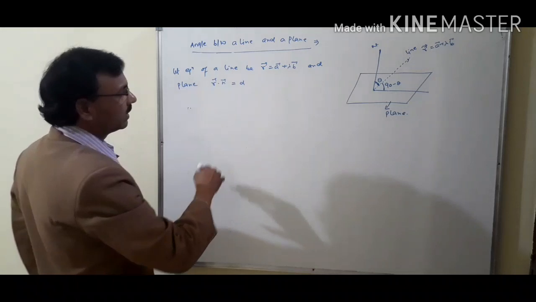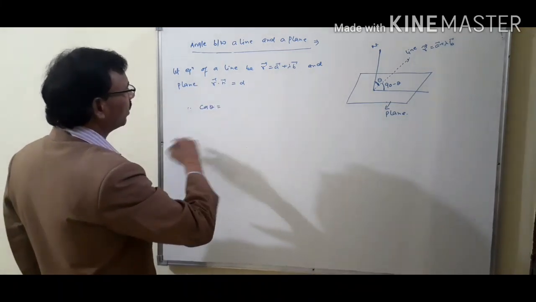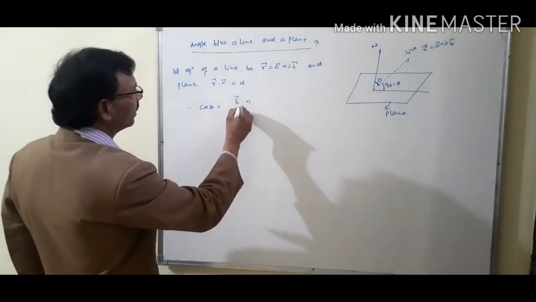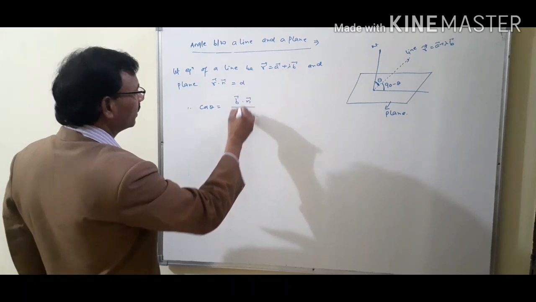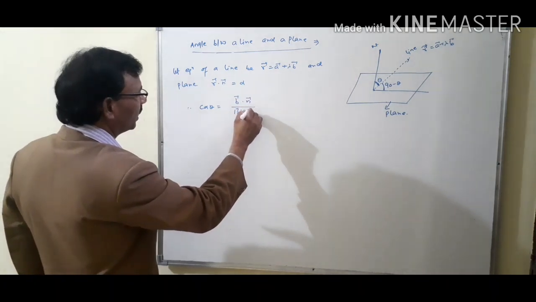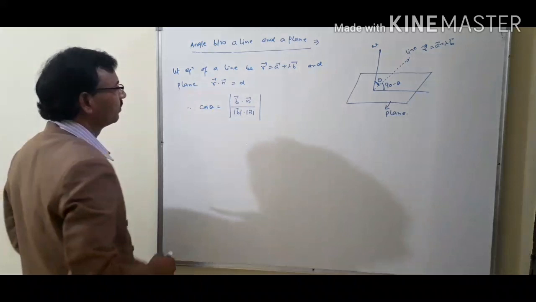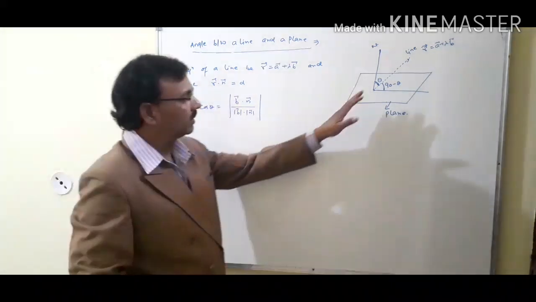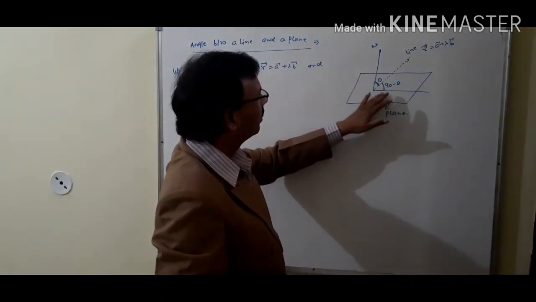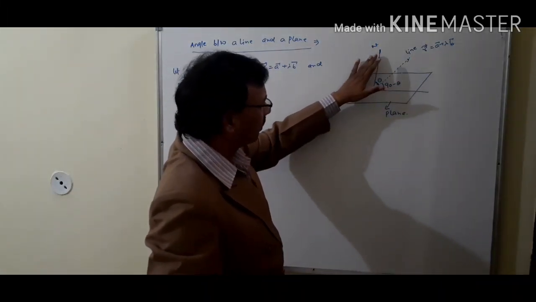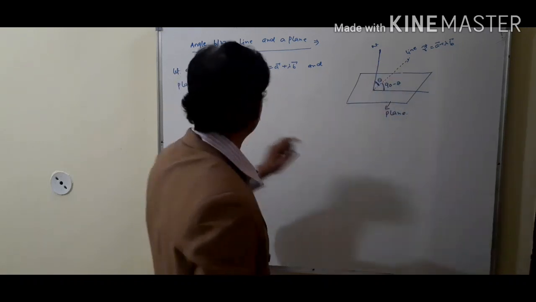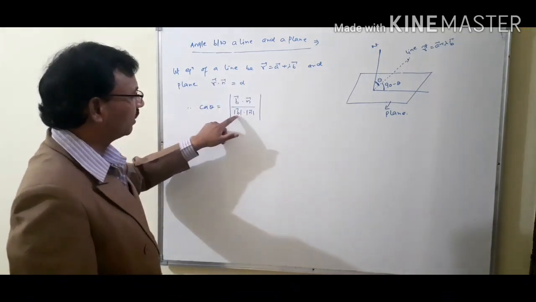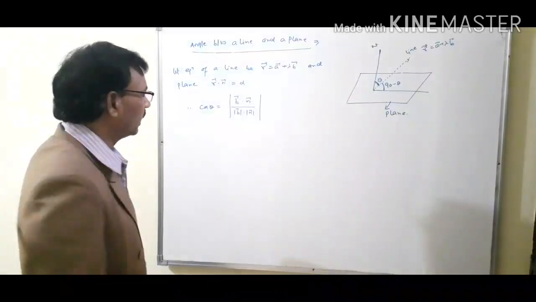Therefore, if this angle is theta, then cos of theta equals b dot n upon magnitude b, magnitude n in the whole magnitude. That means the angle between the line and the plane is related to the angle between the line and the normal of the plane, which is given by theta, then cos of theta equals magnitude of b dot n upon magnitude of b into magnitude of n.